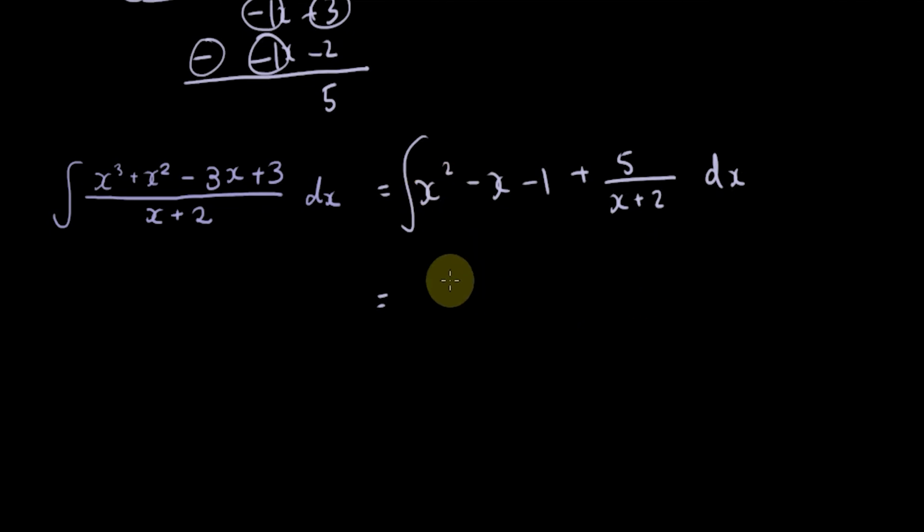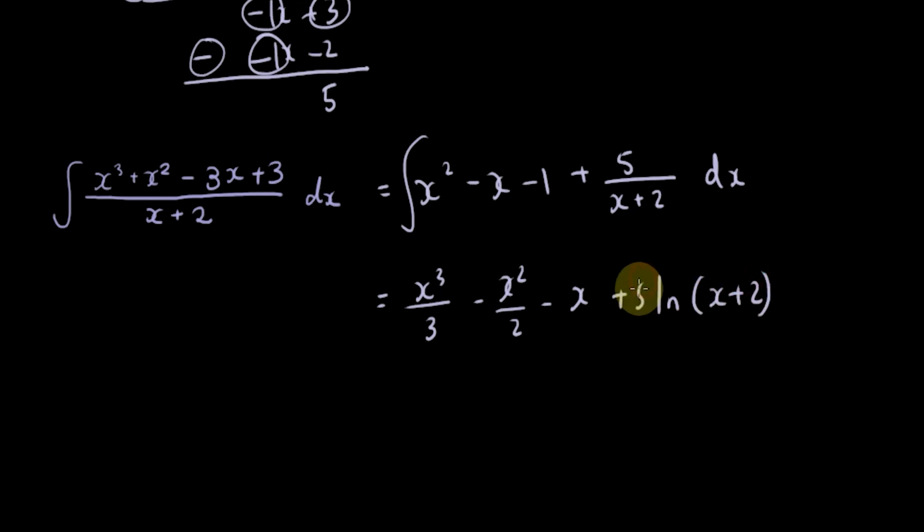We've got x squared integrates into x to the power of 3 over 3. x integrates into x squared over 2. Minus 1 integrates into x. And the last one integrates into 5 ln of x plus 2, plus c. Done. So that's when you have to use long division to separate the fraction.